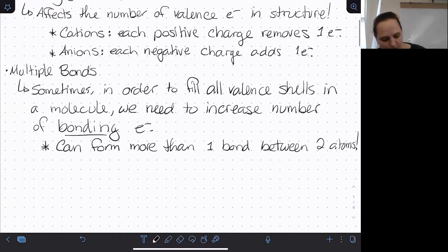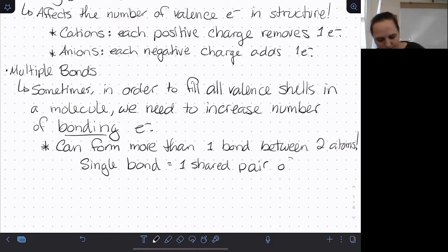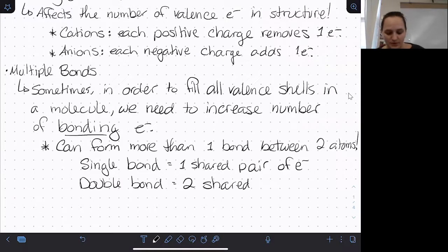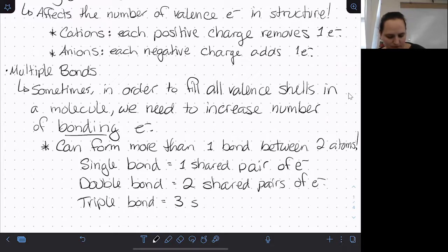between two atoms. So what we looked at yesterday, we refer to as a single bond, which is one shared pair of electrons. We can also create double bonds, which are two shared pairs of electrons, or triple bonds, which are three shared pairs of electrons. And that is pretty much where it maxes out. Triple is the highest that you're going to see for the purposes of this course.